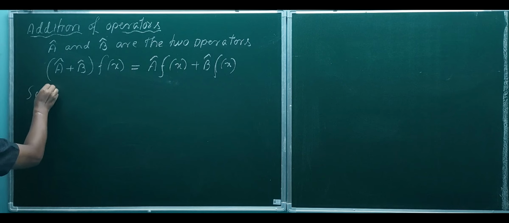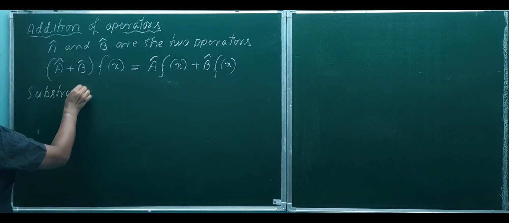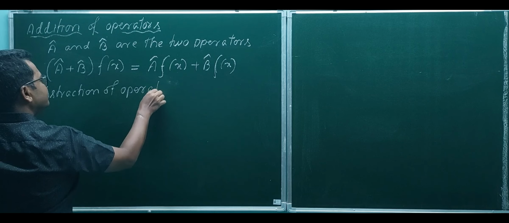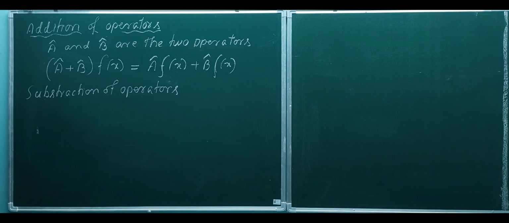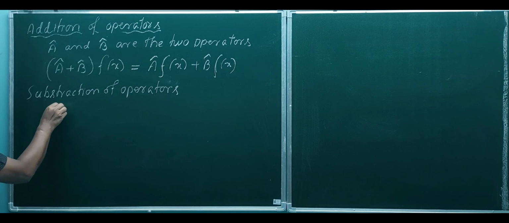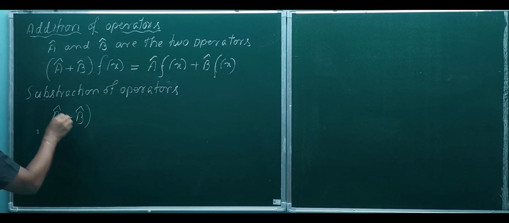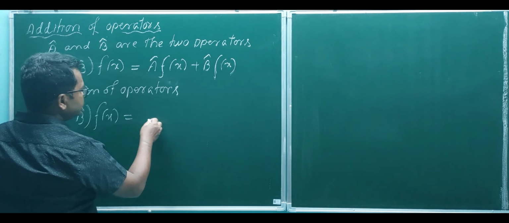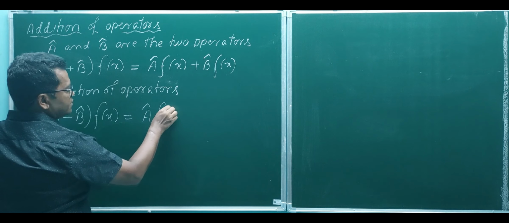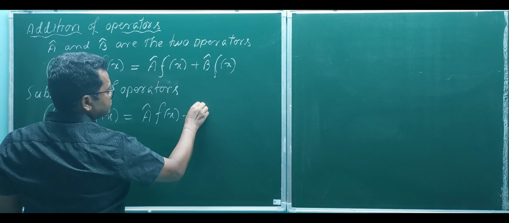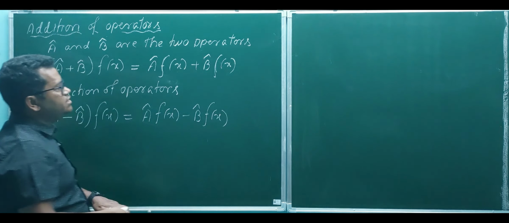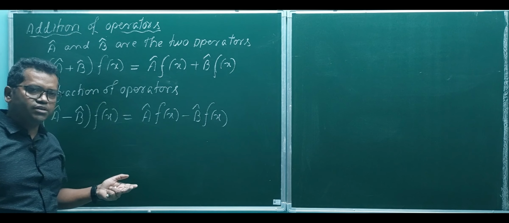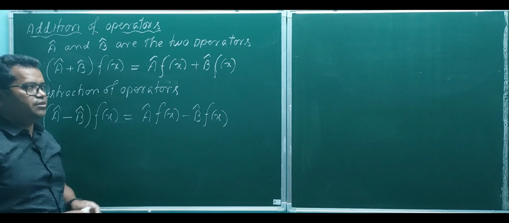Next, subtraction of operators. Subtraction of operators is defined as (A cap minus B cap) operating on a function f(x) giving the same result as A cap f(x) minus B cap f(x). So addition of operator is defined like this, and subtraction of operator is defined by this formula.